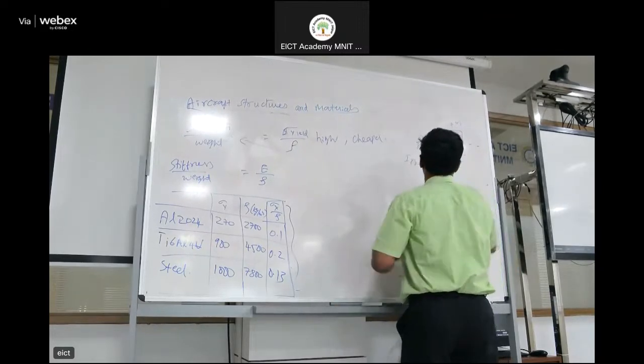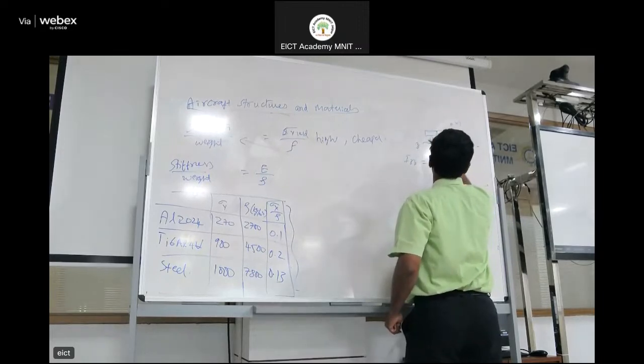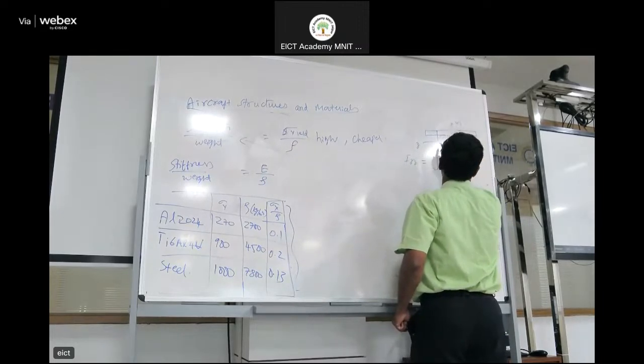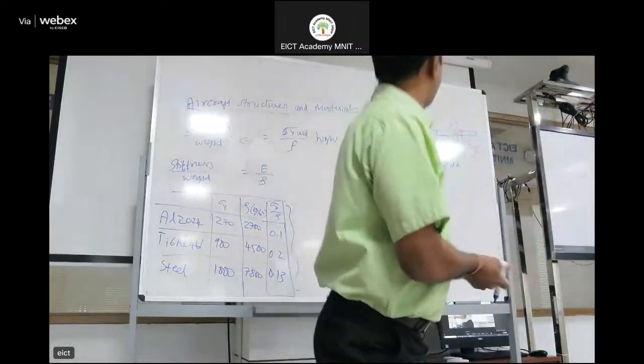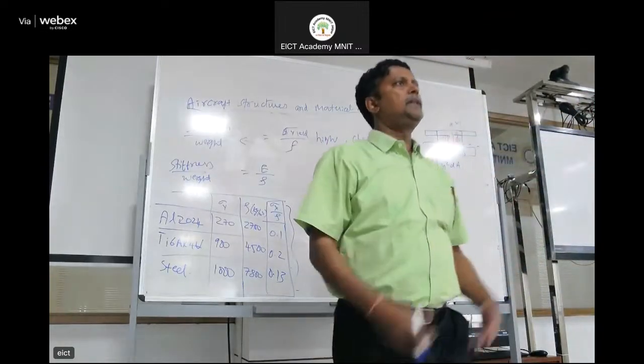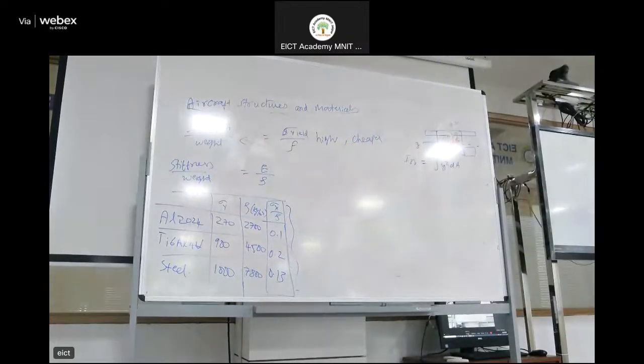I will add them all on top here. What did I achieve by this? For the same mass, same area of cross section, I took material from center, I put it on top. That is a logical thing to do, right? Because I am now moving material as far away from the center as possible. That gives me high moment of inertia.